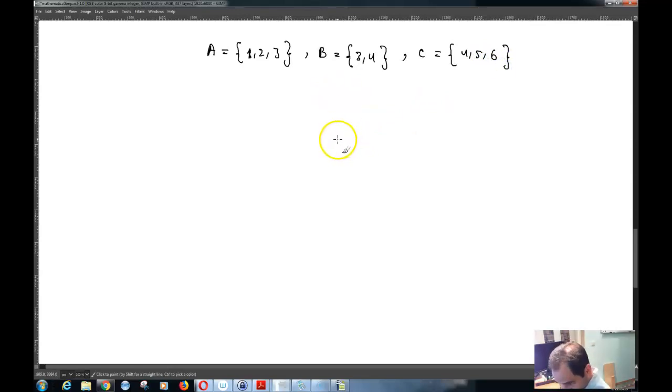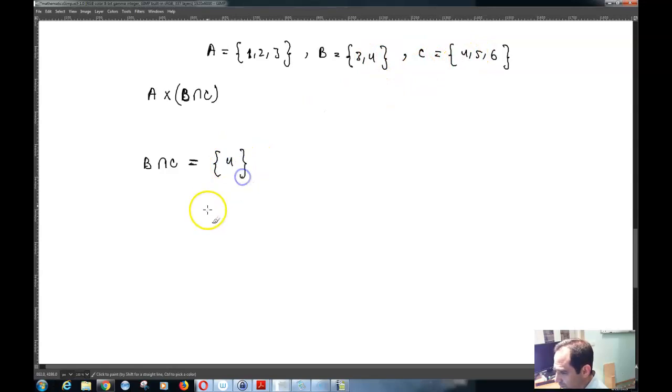Now suppose that you want to calculate the Cartesian product of A and B intersection C. In order to calculate that, first you need to calculate B intersection C. So B intersection C is the set of all elements that are common between B and C, which is only 4.